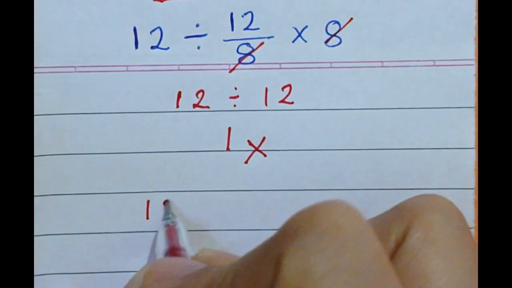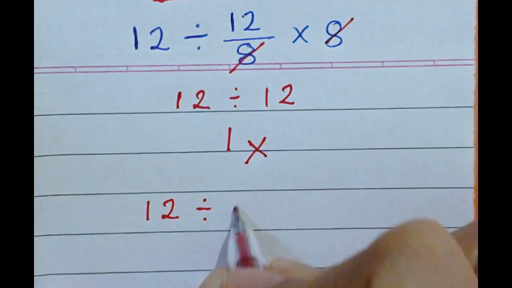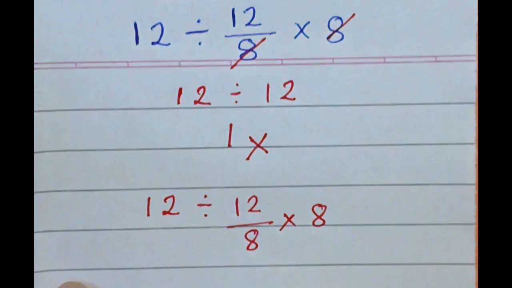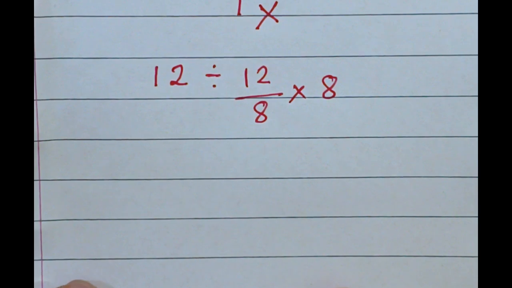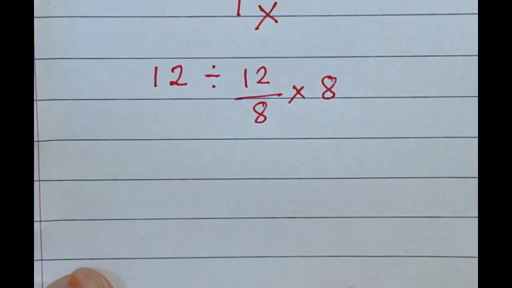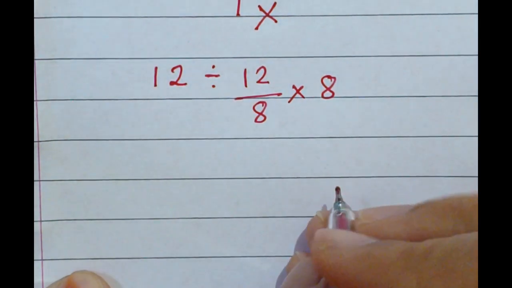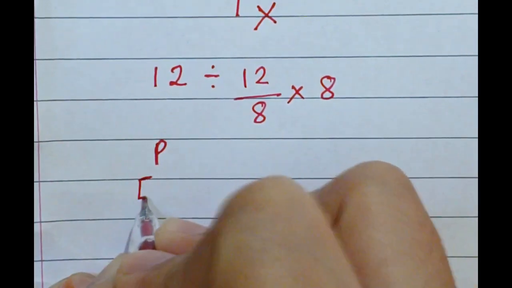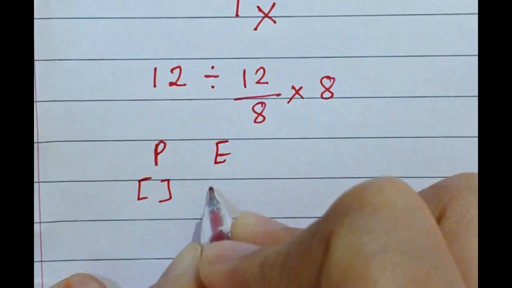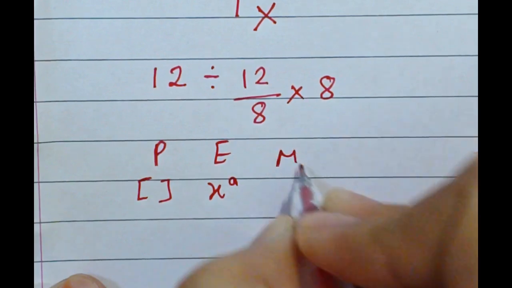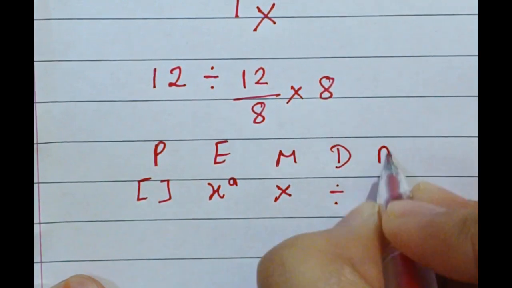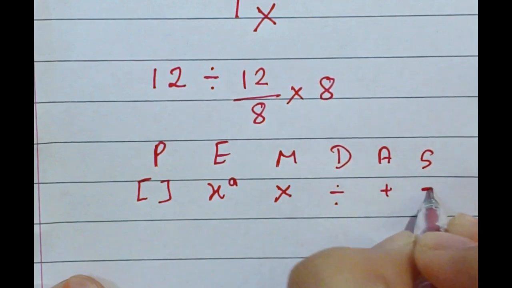So write the question, which is 12 divided by 12 over 8 times 8. We get the correct value if we solve this expression by using the order of operations, which is PEMDAS, where P stands for parenthesis, E stands for exponent, M stands for multiplication, D stands for division, A addition, S subtraction.